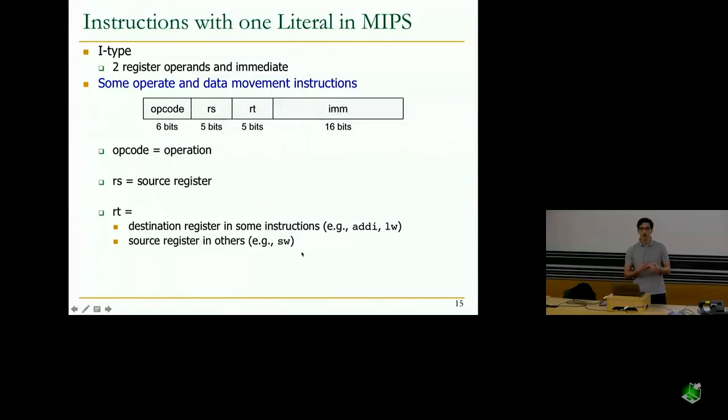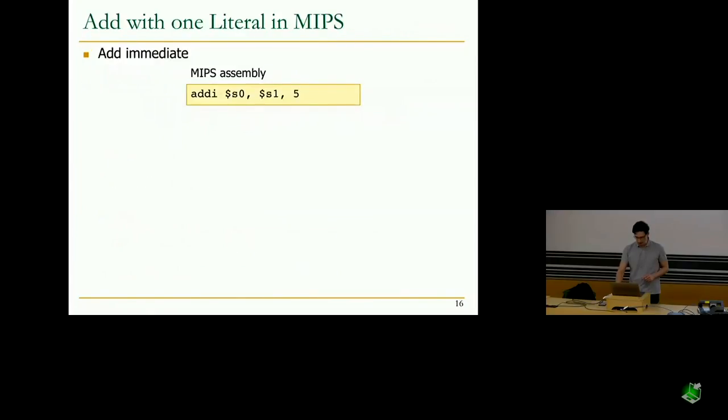One of the registers is used to calculate the effective address, to evaluate the address, and the other one is where we have the value that we want to write or store in memory. And this is the immediate. And now let's take a look at how this looks in MIPS assembly.